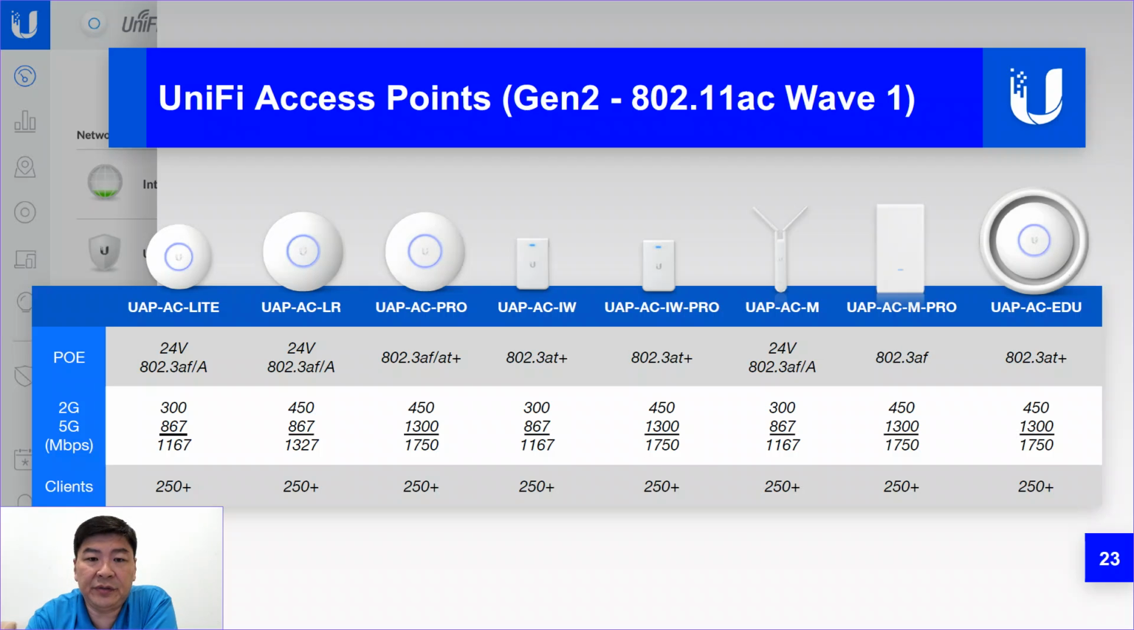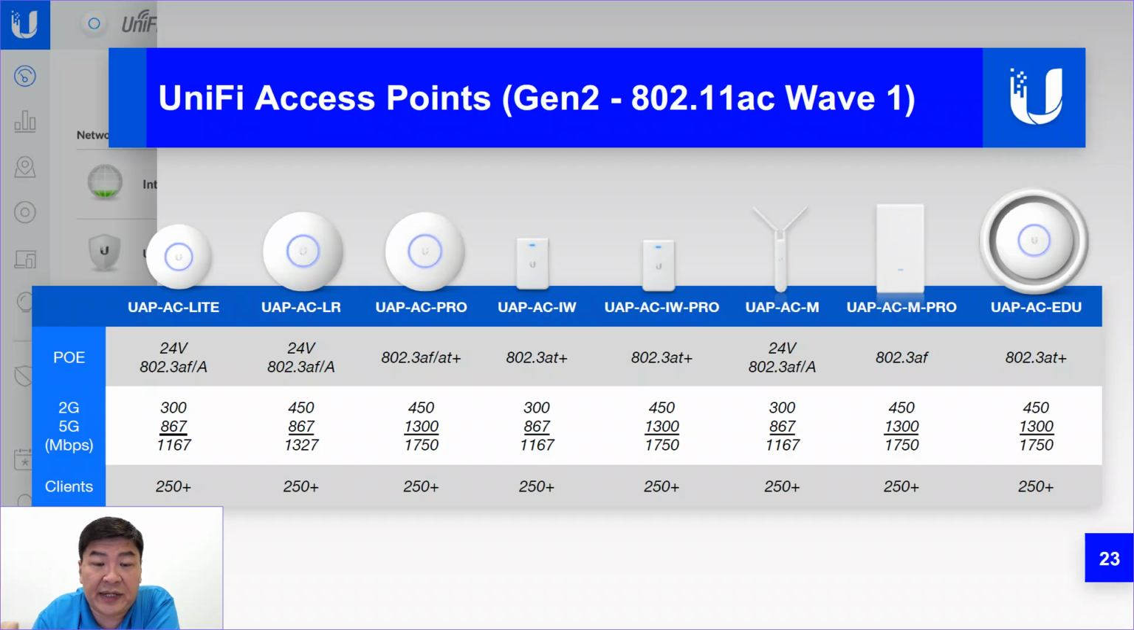Alright, let's continue from the switches and the USG. Right now we are focusing on the UniFi access points. Let me go through the first generation UAP AC devices. As with all Ubiquiti access points, the first three initials for all model numbers start with UAP.